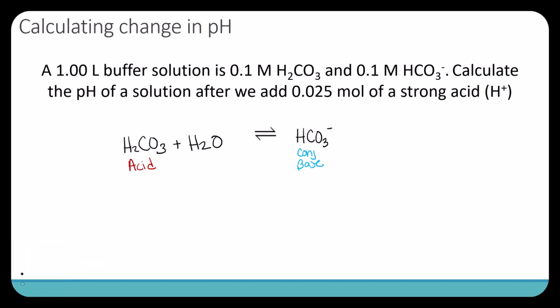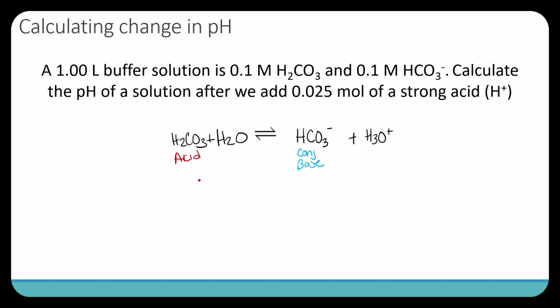And then if this is our acid, water is behaving a little bit like a base, which is a proton acceptor. So the last piece of this formula will be that hydronium ion. All right. So the next step is going to be writing an equation displaying the addition of the strong acid.